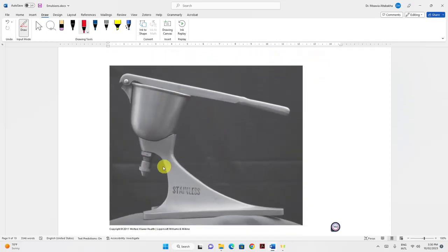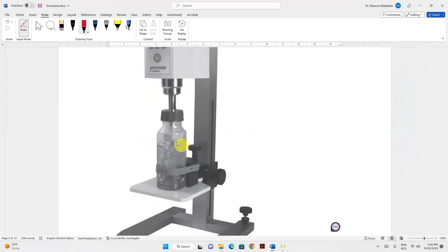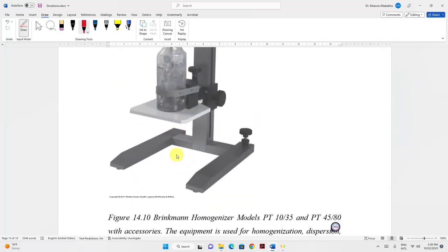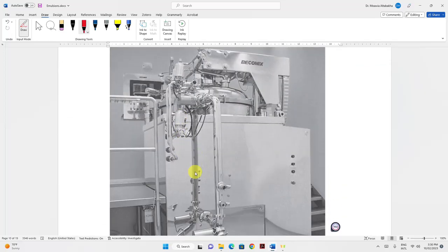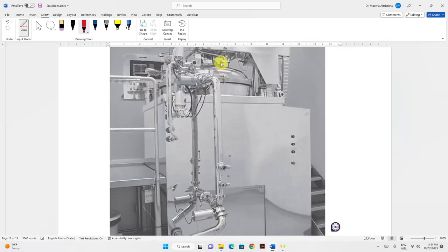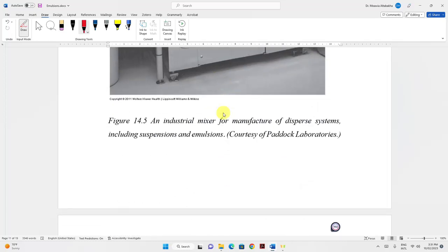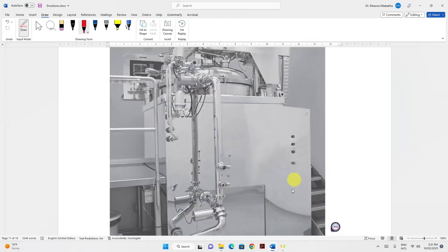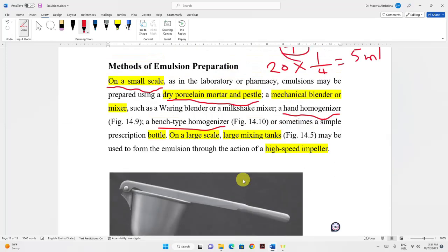See, this one is a hand homogenizer. You put the preparation in and then you press on it to come out from this nozzle. Here you have a bench type homogenizer. And here you have industrial large scale. You have this large tank, and inside it an impeller, as we call it, something that does rotation.